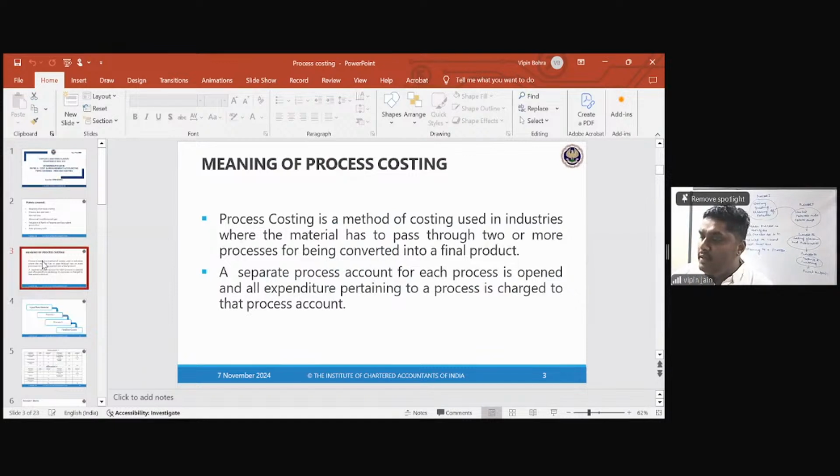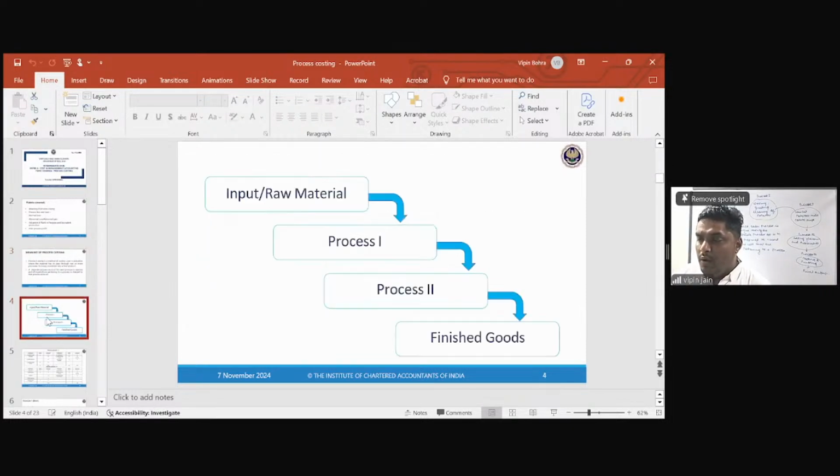So, as I said, even I have mentioned in the notes also, process costing is a method of costing used in industries wherein the material has to pass through two or more than two processes before being converted into final product. A separate process account for each process is opened and all expenditure pertaining to a process is charged to that process account. So these are the points that I have discussed till now.